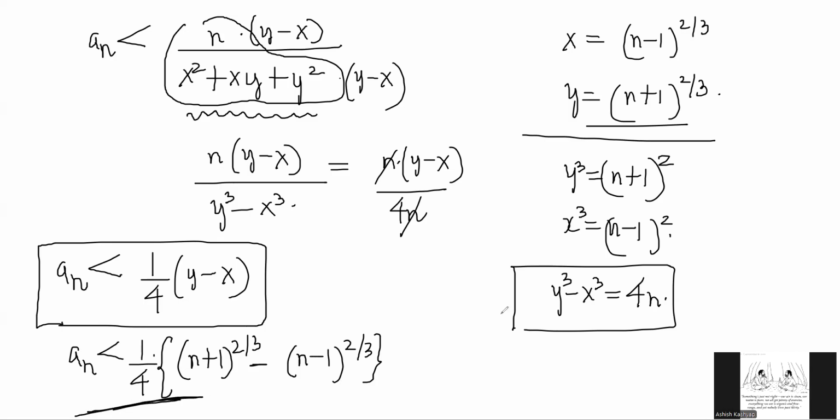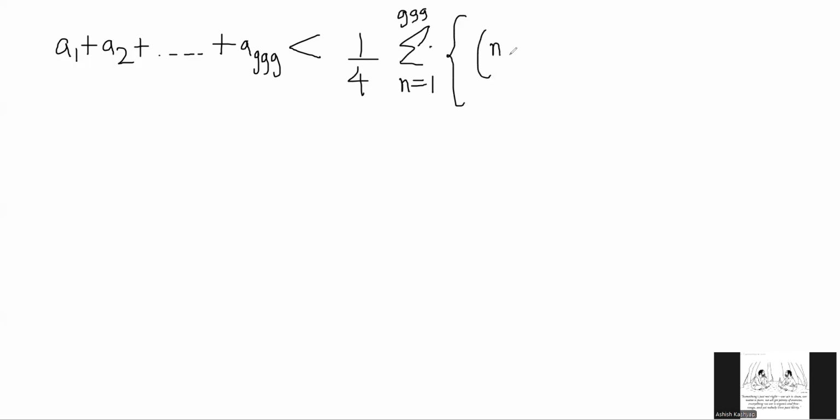We have got this inequality, and now we can just try to add the terms to find out a1 to a999. Because there will be a pattern and it will also be a telescoping series sort of situation. You will get something like this: a1 plus a2 plus up to a999 is less than 1 by 4 summation of n goes from 1 to 999, and inside you have n plus 1 power 2 by 3 minus n minus 1 power 2 by 3, right?